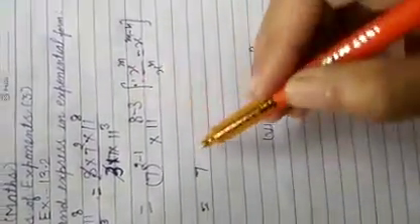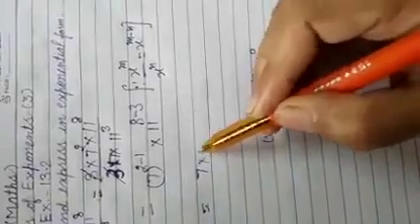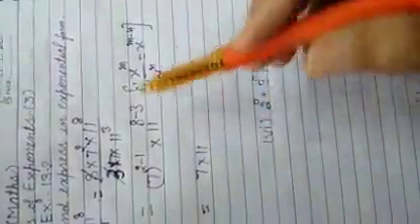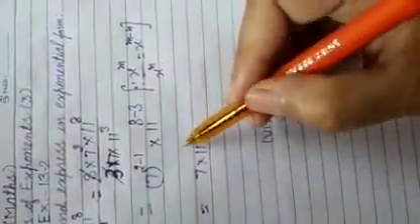It is understood that 7 is equal to 7 raised to the power 1. Now here into 11 raised to the power how much? 8 minus 3, it is 5. So this is our answer. This is the required exponential form. Now go to the next part.